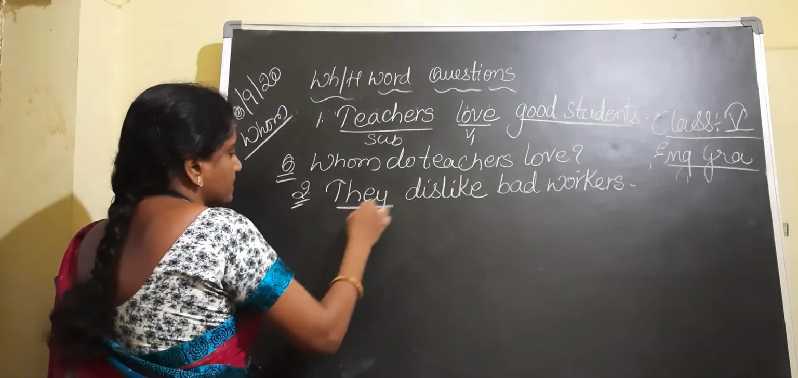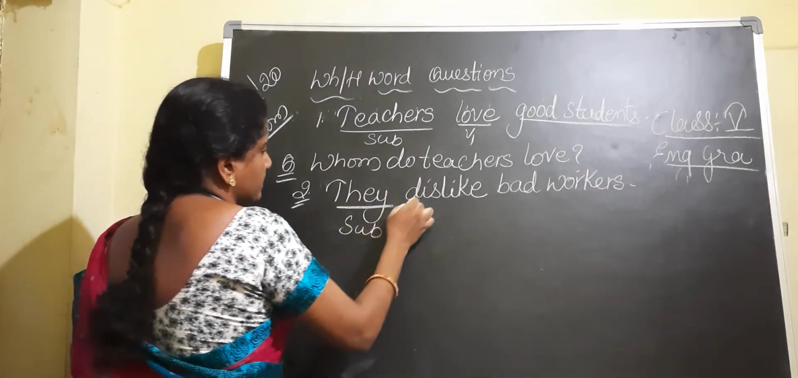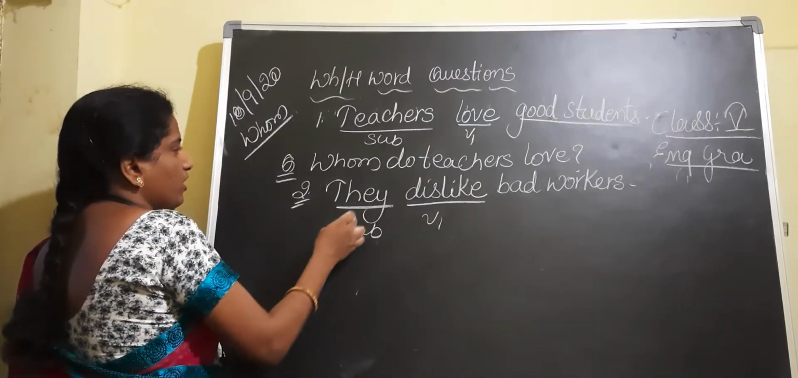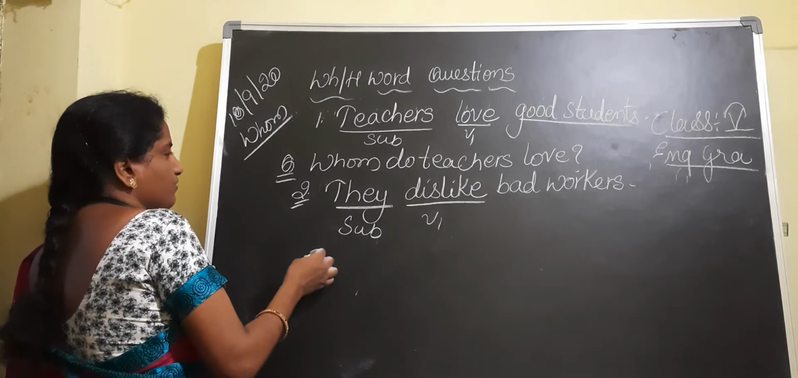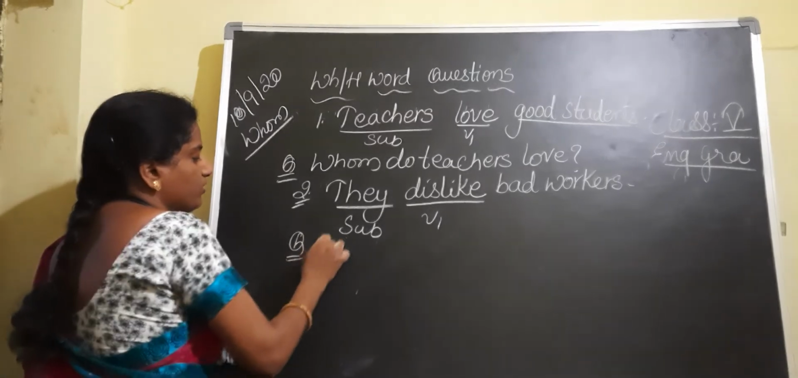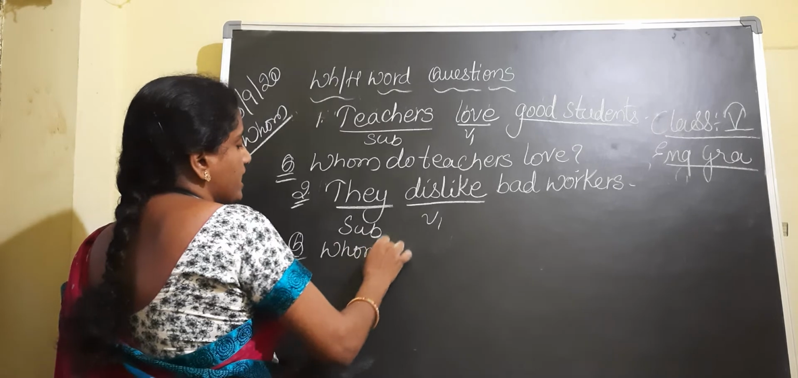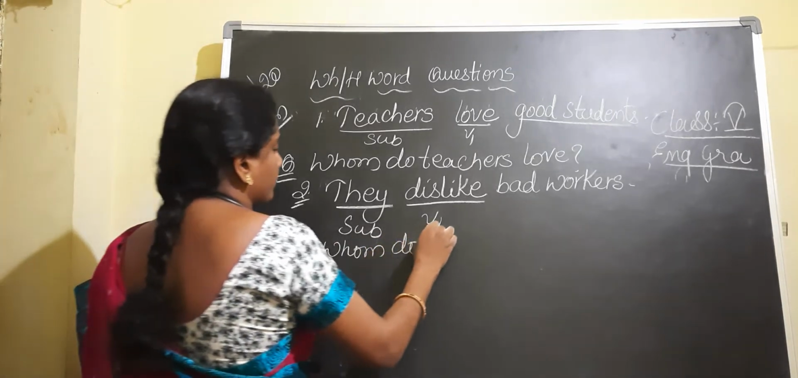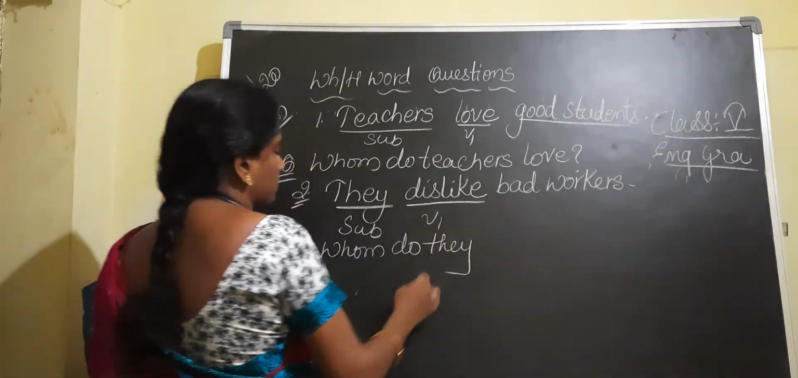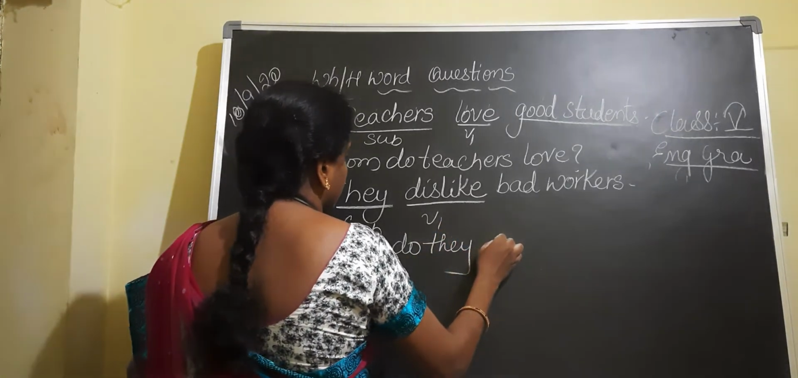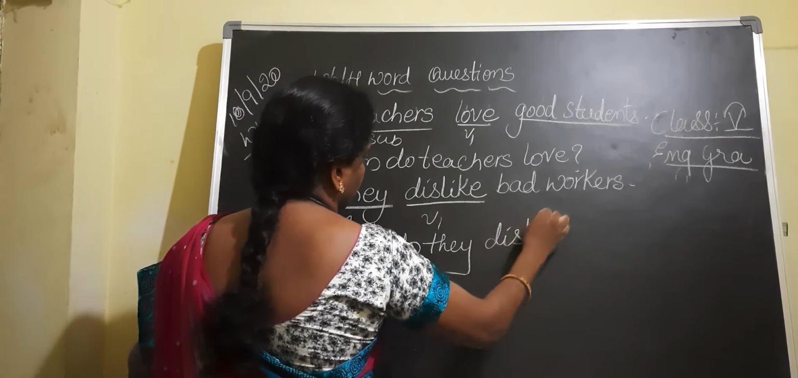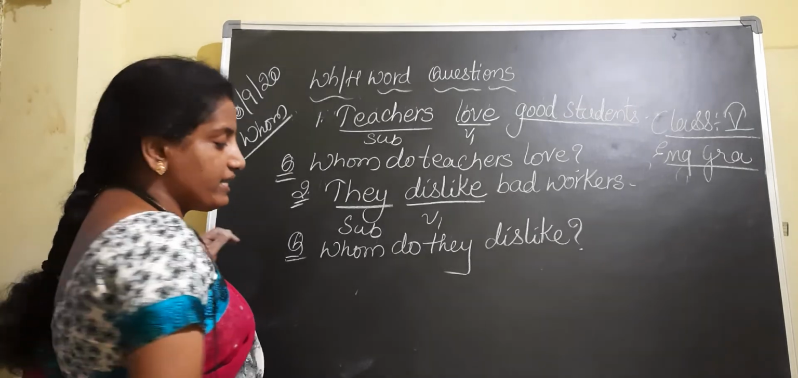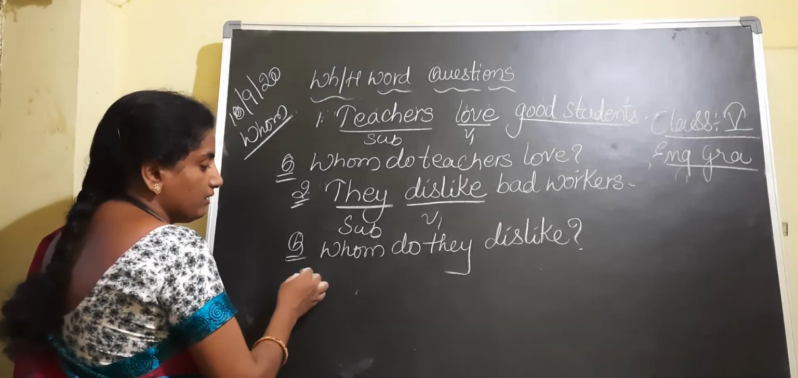They is the subject, nana. Dislike is V1. So here again you have a plural subject and again V1. First you write the question word, children. After the question word, as we have learned, we have to use do or does. After that we have to write the subject. Whom do they dislike? Whom do they dislike? And keep the question mark. Okay, children. Next, coming to the third one.